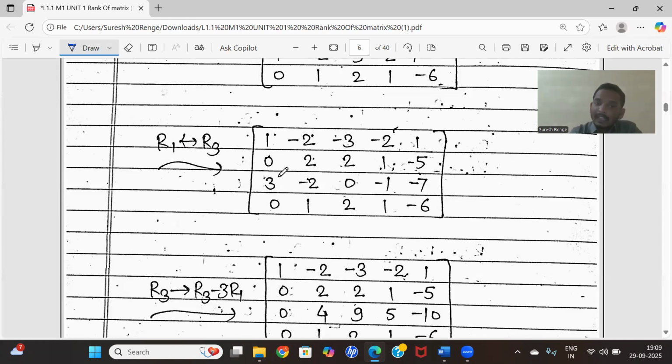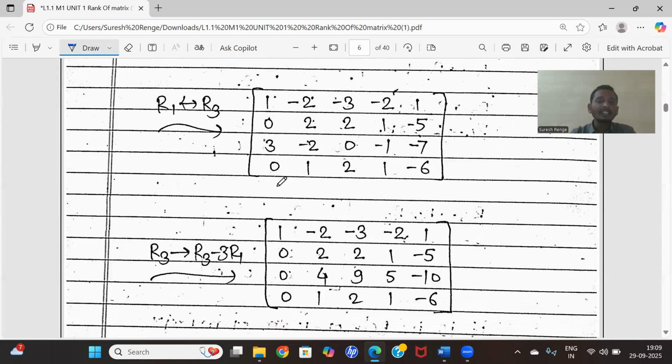Now we want to make the 3 in row number 3 equal to 0, therefore we apply this type of operation. There is no change in R1, R2, R4, so we write R1, R2, R4 as they are. Now, what are the operations in R3? 3 minus 3 is equal to 0. Minus 3 multiplied by minus 2 becomes plus 6, and minus 2 plus 6 is equal to 4.